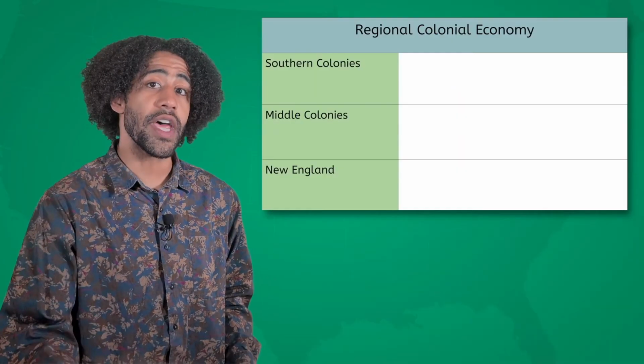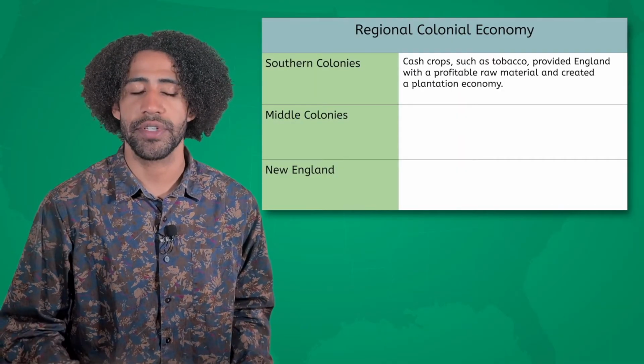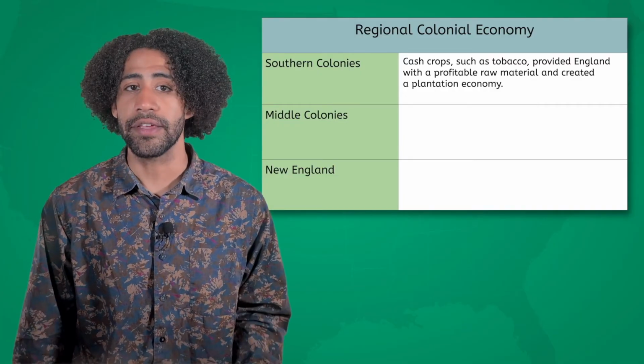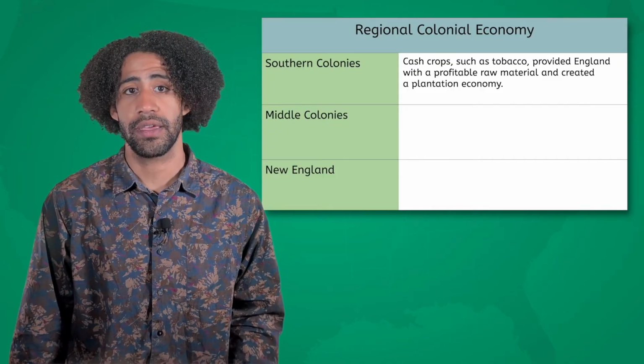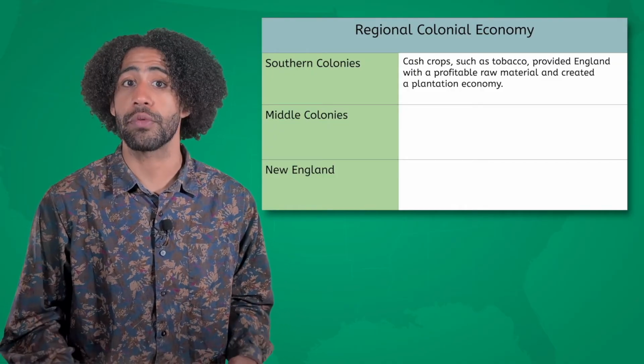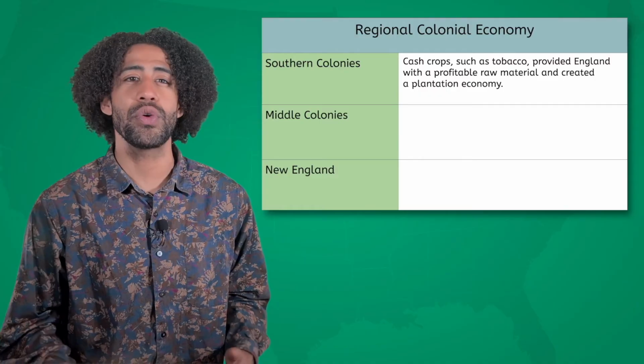In Section 1 of the guided viewing, find the table titled Regional Colonial Economy. As we go through each colony, pause the video and fill out the table. In the southern colonies, cash crops such as tobacco provided England with a profitable raw material and created a plantation economy. Cash crops are crops grown for their commercial value rather than used by the grower.